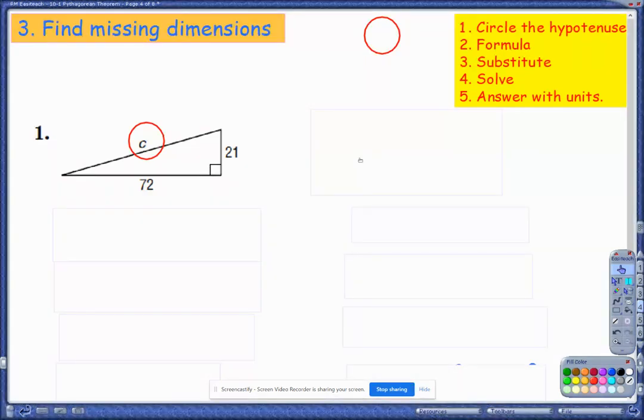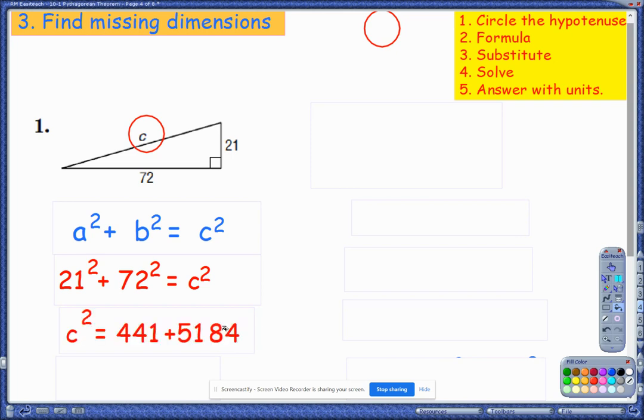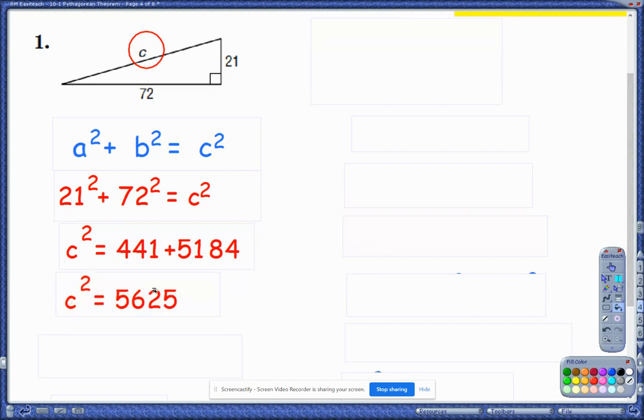And the Pythagorean theorem is a formula. And like all math, if you are using a formula, you must first write the formula. So I've written my formula, and I'm going to plug in for the A, B, and C. And you may use a calculator. It turns out that C squared is equal to 441 plus 5,184. And so C squared is equal to 5625.